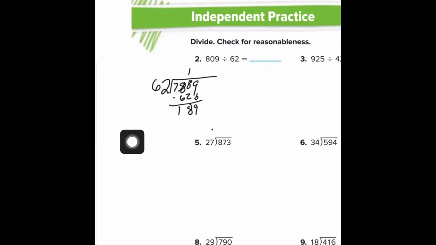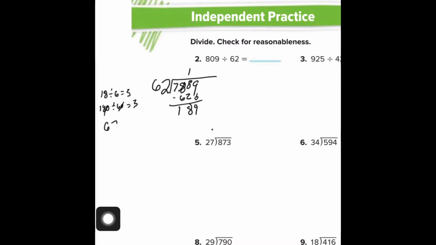So now we look at this, 62 into 189. This is where estimating is handy. Most of you guys can do this in your head, but I'm going to do some of the work out here. I know a fact family is 18 divided by 6 equals 3. Right here I have 189, so I could do roughly 180 divided by 60, cross off the zeros, and know that my answer is still going to be 3.